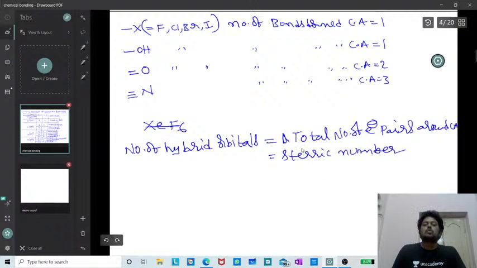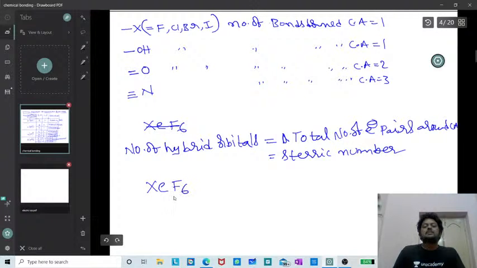Okay. So the total number of electron pairs is nothing but the total number of hybrid orbitals. You know very well that if there are two hybrid orbitals, it means sp hybridization. That point I will explain wherever we need. So I am going to explain with one example, XeF6.